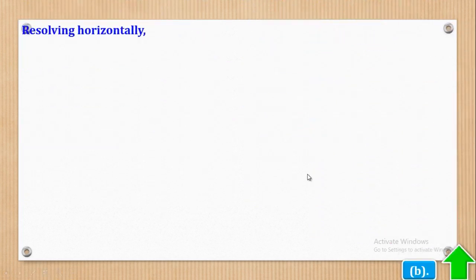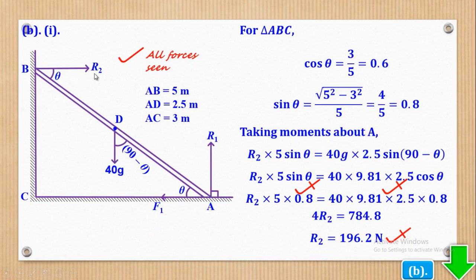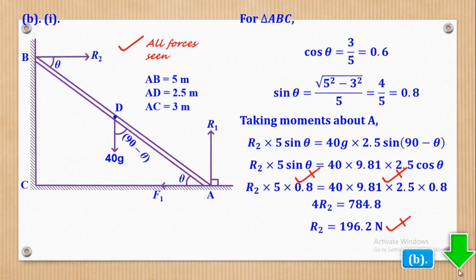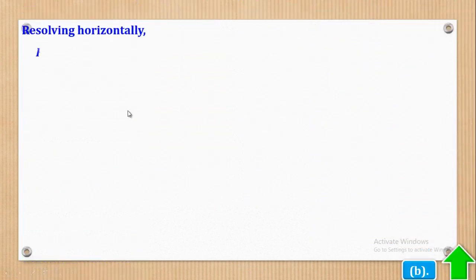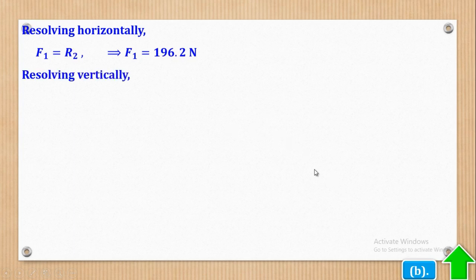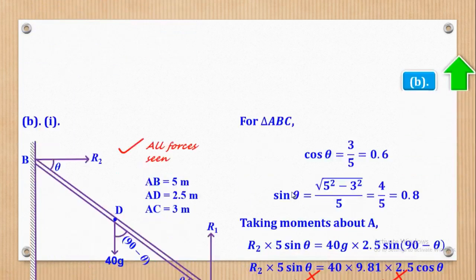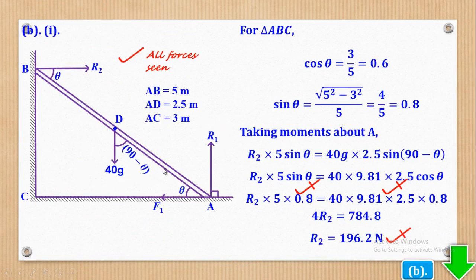After getting R2, I'm going to resolve horizontally. When I resolve horizontally, it implies that this force to the right is equal to this force to the left. Therefore, R2 is equal to F1. So I'll say that resolving horizontally, F1 is equal to R2, but I already know R2, therefore F1 is equal to 196.2 newtons. What about resolving vertically? When I resolve vertically, upward force is equal to downward force, therefore R1 will be equal to 40g.